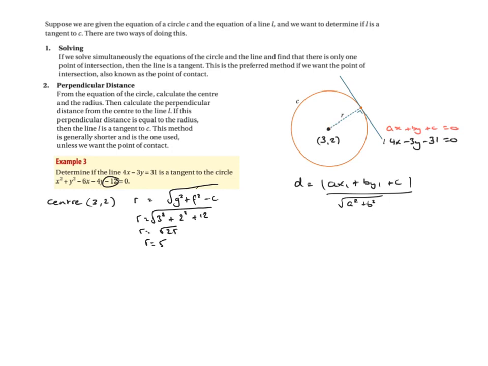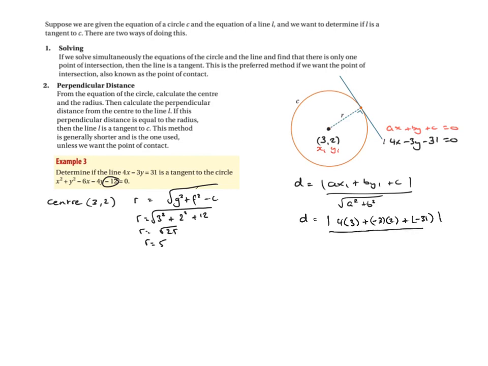And remember, we've already labelled here: A is 4, B is -3, C is -31, and my x1, y1 is the centre of the circle. So I'll just quickly label them now. That there is x1, that there is y1. It's just a case now of putting the values in and seeing what happens. So d is equal to the modulus of A, which is 4, times x1, which is 3, plus B, which is -3, times y1, which is 2, plus C, which is -31, so plus -31 in this case.